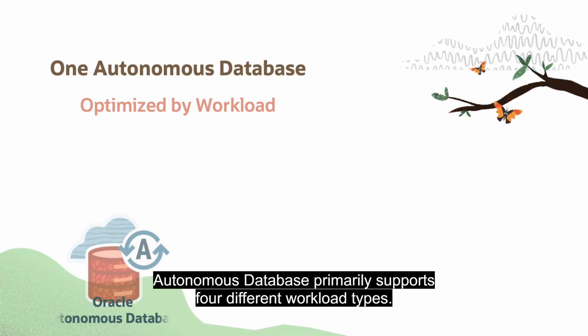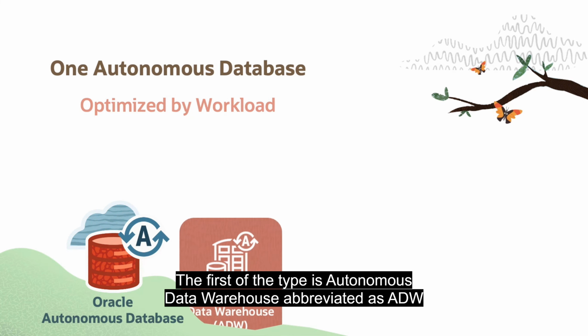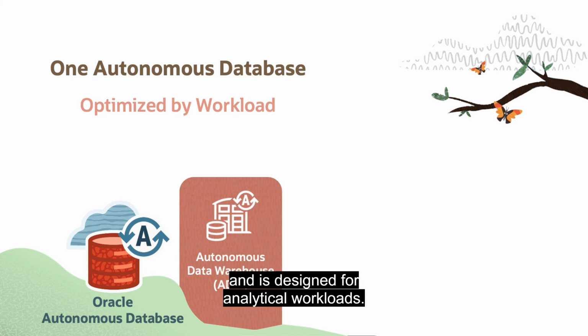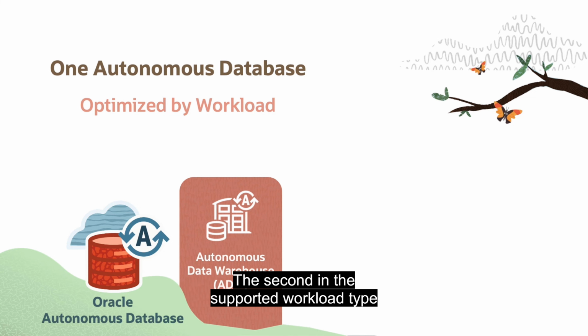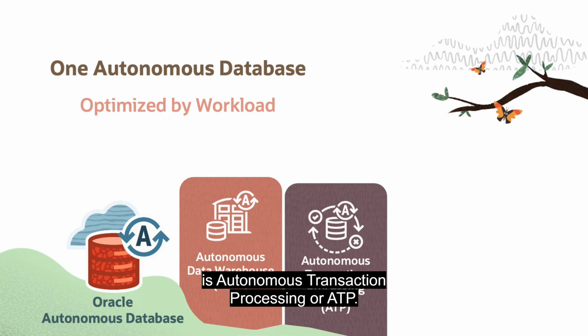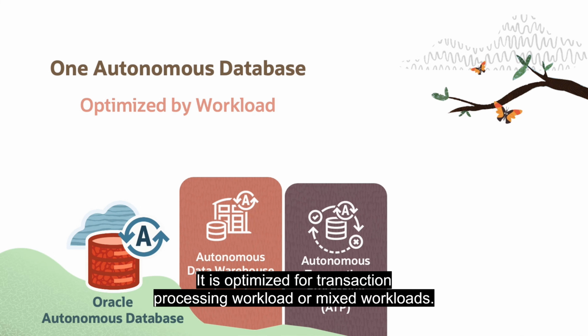Autonomous Database primarily supports 4 different workload types. The first type is Autonomous Data Warehouse, abbreviated as ADW, and is designed for analytical workloads. Specifically, it is meant for building your data warehouse, data marts, data lakes, and machine learning workload use cases. The second supported workload type is Autonomous Transaction Processing or ATP. It is optimized for transaction processing workload or mixed workloads.